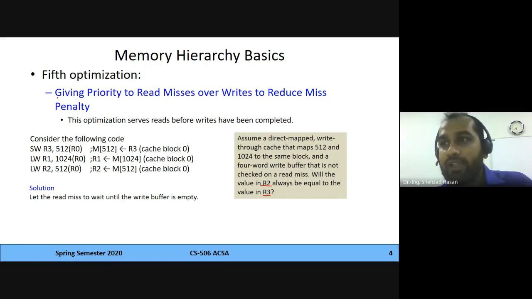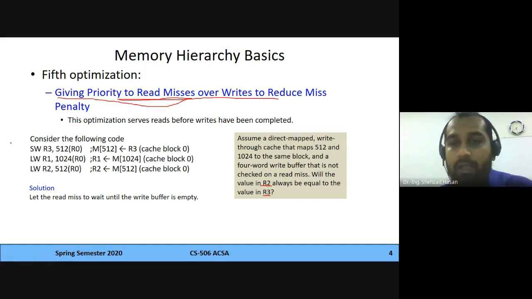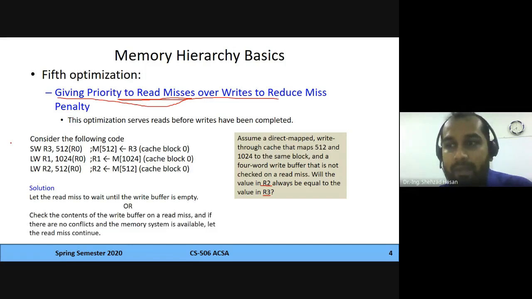Now the other solution is to give priority to read misses over writes to reduce miss penalty. Now this is the solution that we are going to talk about: how to make this thing better. Or the second solution is to check the contents of the write buffer on a read miss, and if there are no conflicts and the memory system is available, let the read miss continue.